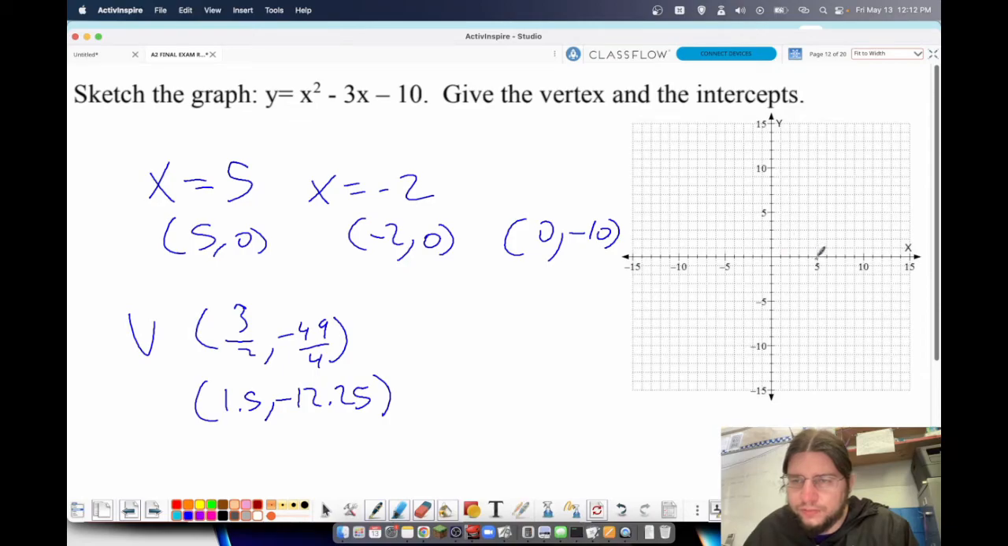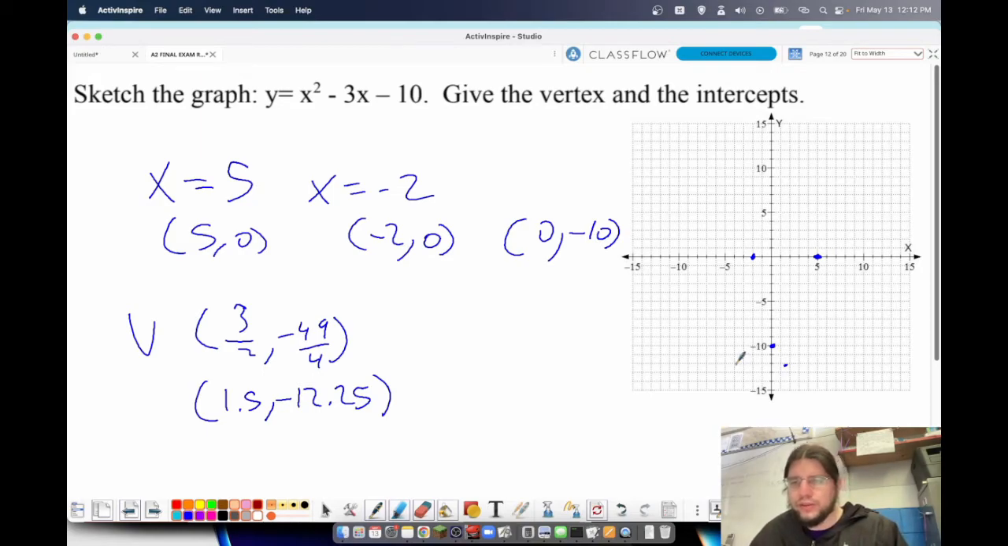5, 0. -2, 0. 0, -10. And we also need our vertex. 1.5. So right there in the middle. -12. So that's 11, 12, and a little bit, 12 and a quarter, right there. So that's my vertex. Okay.